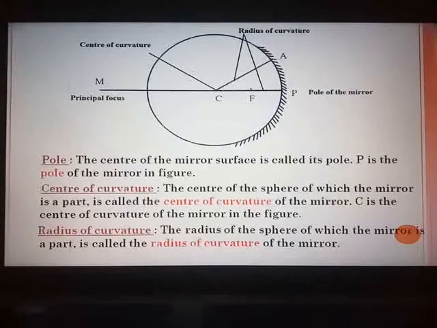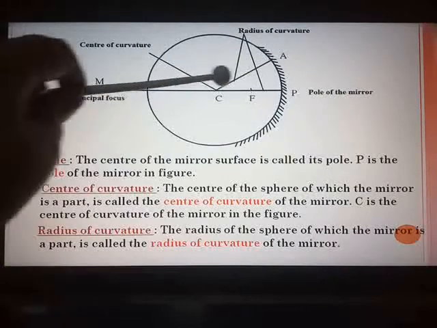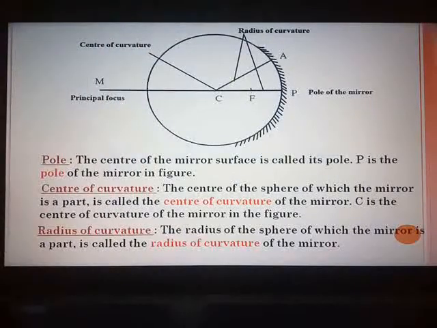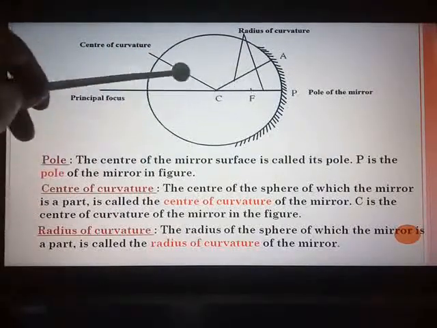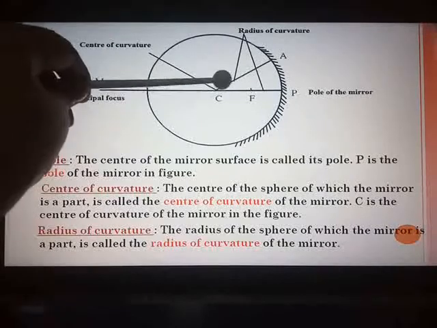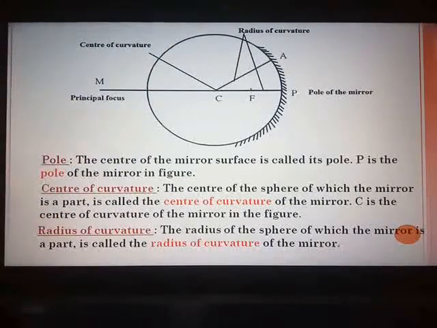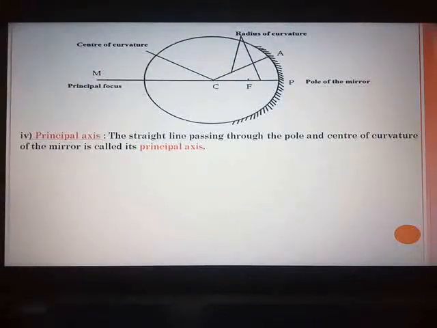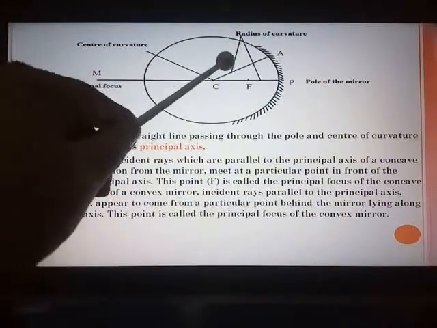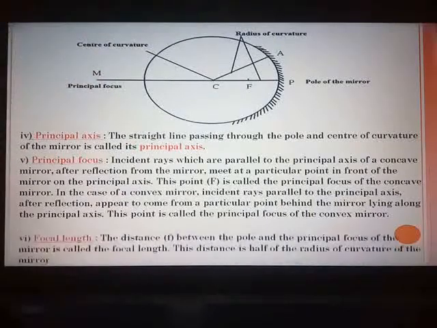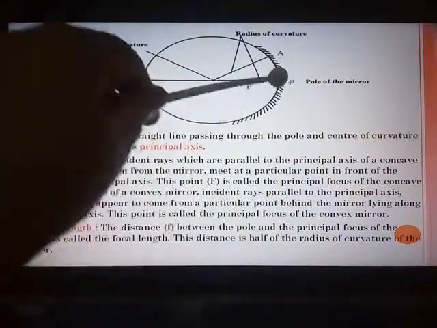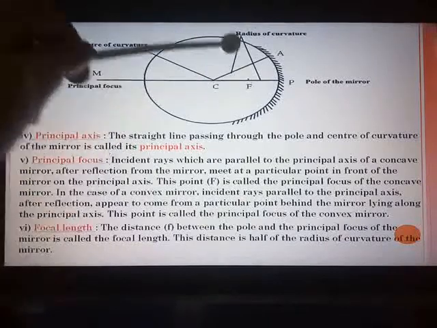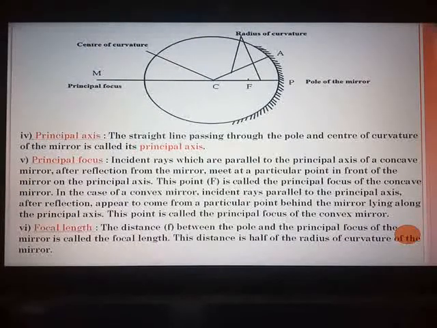Let's have a glance at it quickly. One is the pole. You can see the center of the mirror surface is known as the pole. The center of the sphere of which the mirror is a part is called the center of curvature. CP or CA, that is the radius of the sphere of which the mirror is a part, is called the radius of curvature. Then you have your principal axis, that is the straight line passing through the pole and center of curvature. Then you have principal focus, different for concave and convex mirror. And last, focal length, the distance between the pole and the principal focus of the mirror is called its focal length, and it is half the measure of the radius of curvature of the mirror.